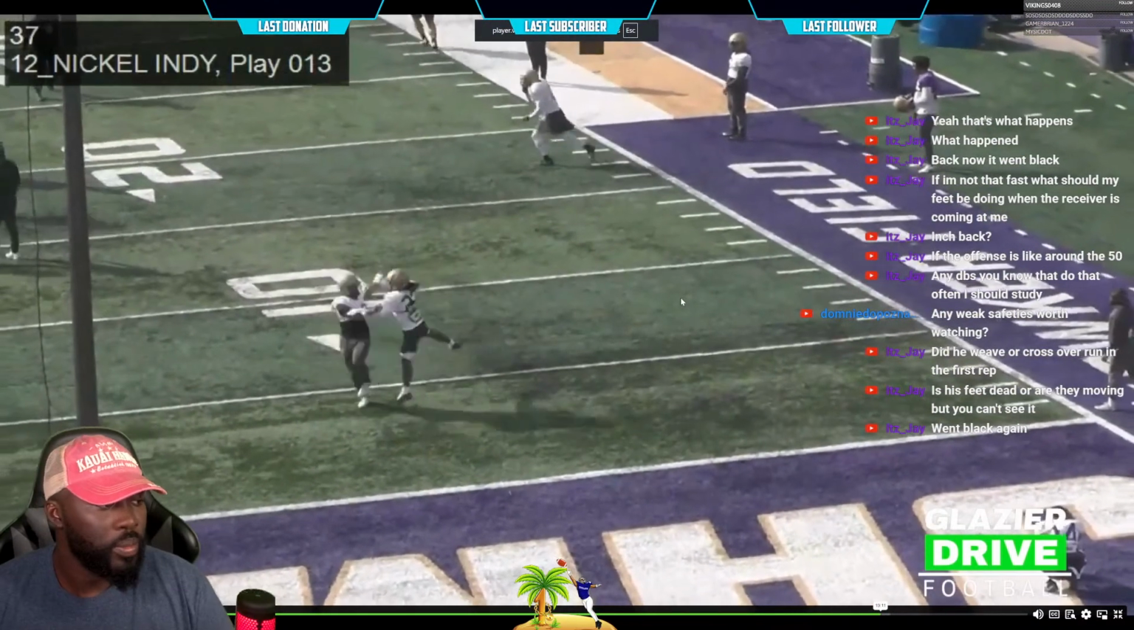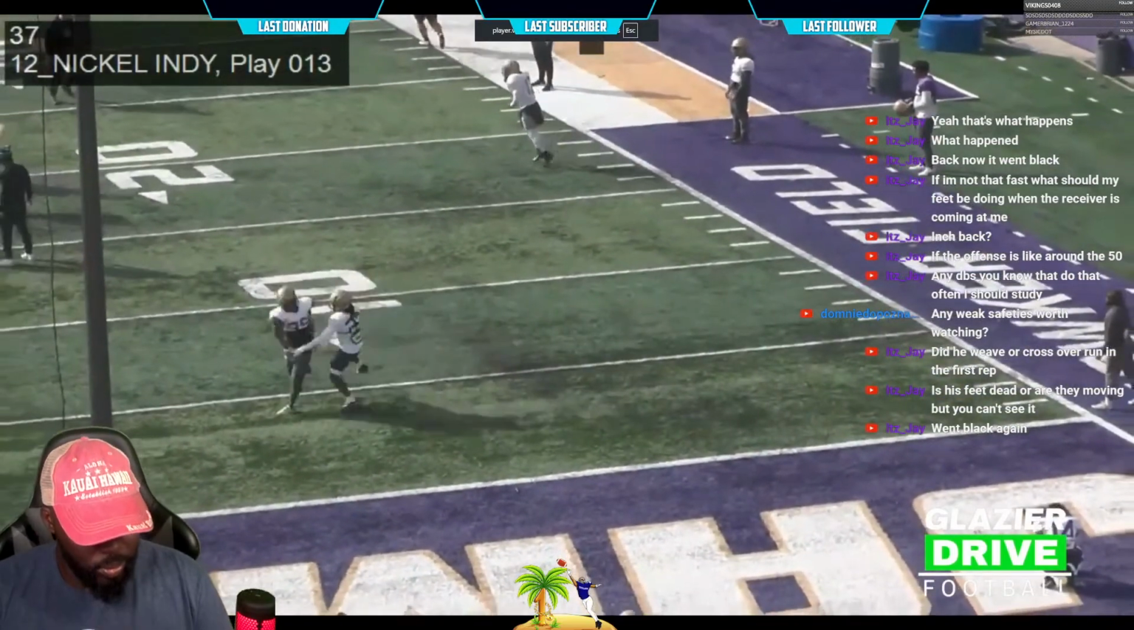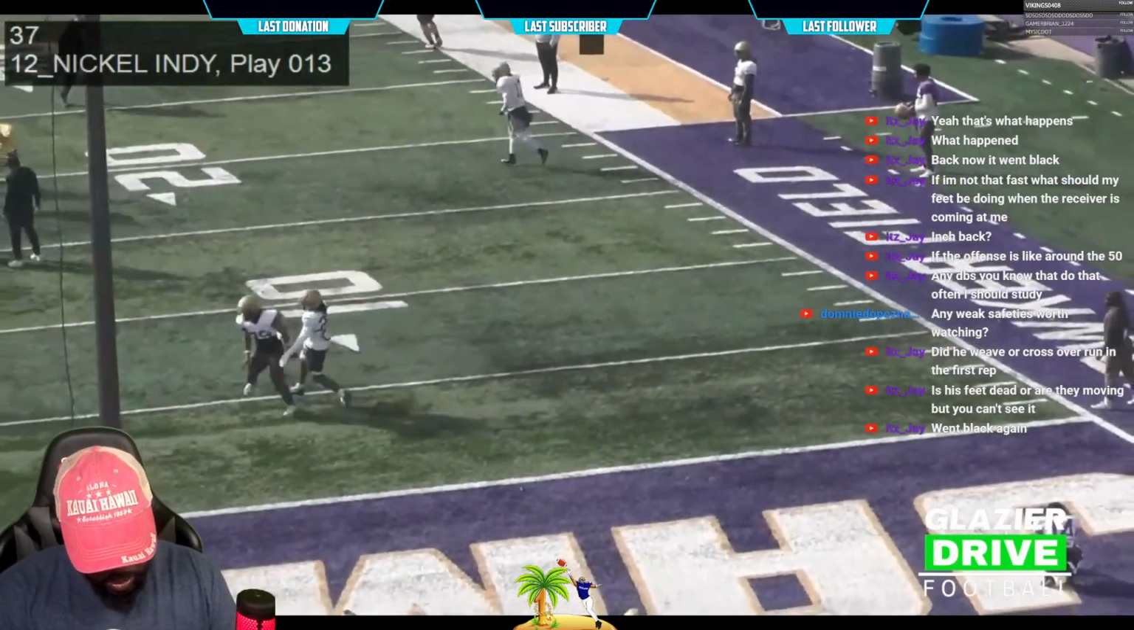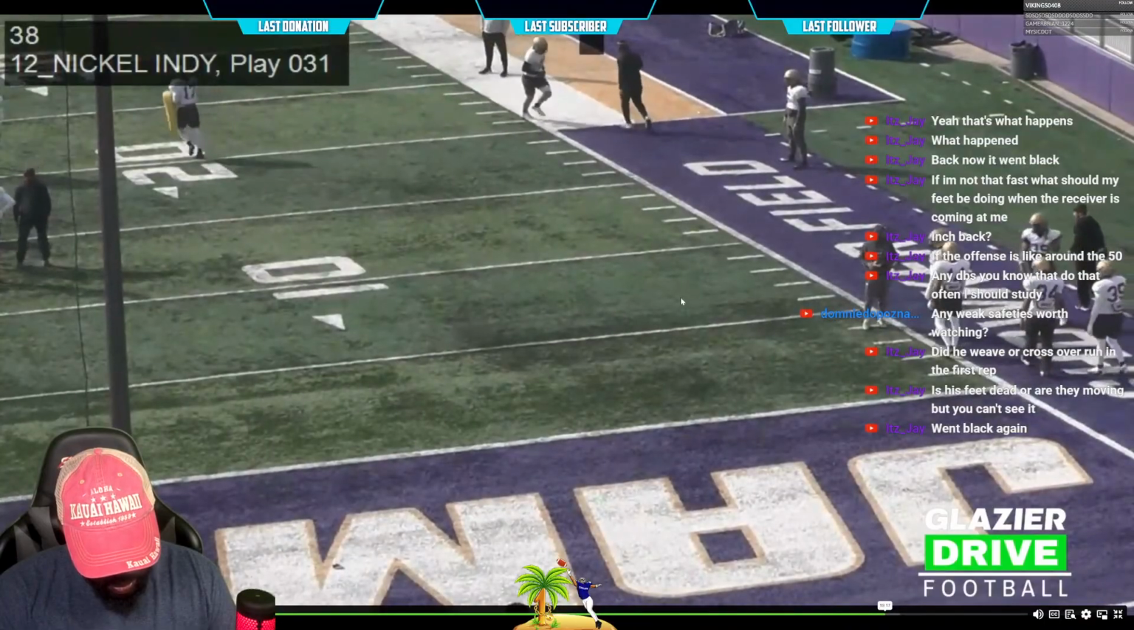Enough just to get one hand down? These receivers are too good this day and age to make all these one-handed catches. Got to get them both down.